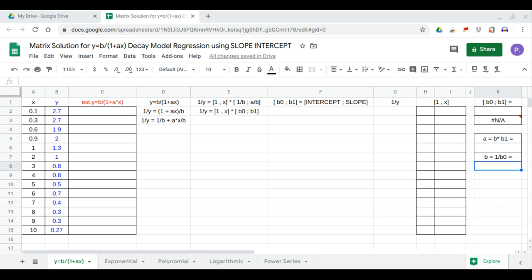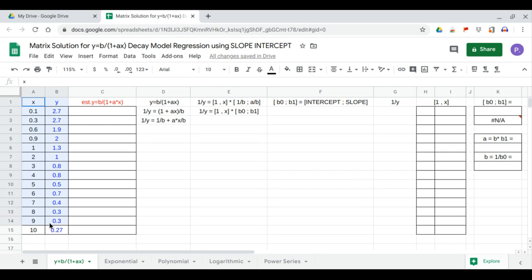Hello, in this video we will use matrix solution for a decay model regression. And the equation that we will use is in the form of y equals b all over 1 plus ax. And we'll calculate the estimate y, which is in this form, and draw the trendline equation in the chart.